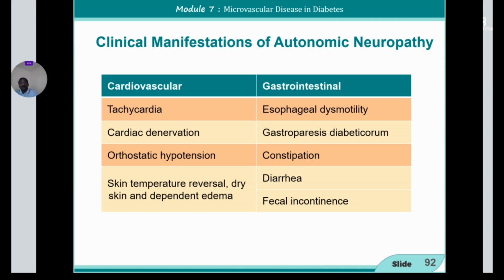The skin temperature reversal, dry skin and dependent edema. These are the features of CAN, cardiovascular autonomic neuropathy. Very, very important. You should diagnose CAN. Otherwise, these people will have a lot of arrhythmias and sudden cardiac deaths.